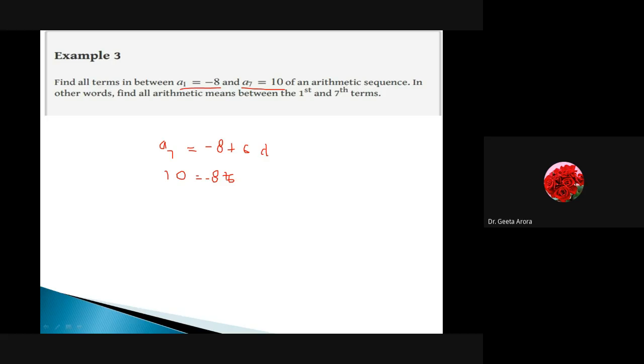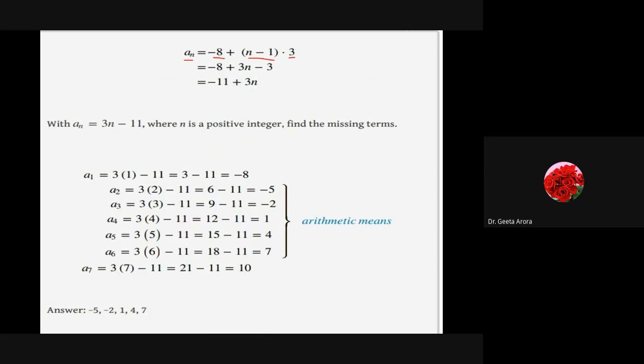And if I simplify it, by taking this minus 8 across, it becomes 18 is equal to 6D, or I can say D is equal to 18 by 6, that gives me 3. Correct? So if I have obtained the value of D, I can put it in the formula An is equal to A1, this is my A1, plus n minus 1 into D, where I have substituted the value 3. And if I simplify it, what are we getting? We are getting minus 8 plus 3n minus 3. On simplification, it will give me minus 11 plus 3n. So 3n minus 11 we have obtained as the general term.